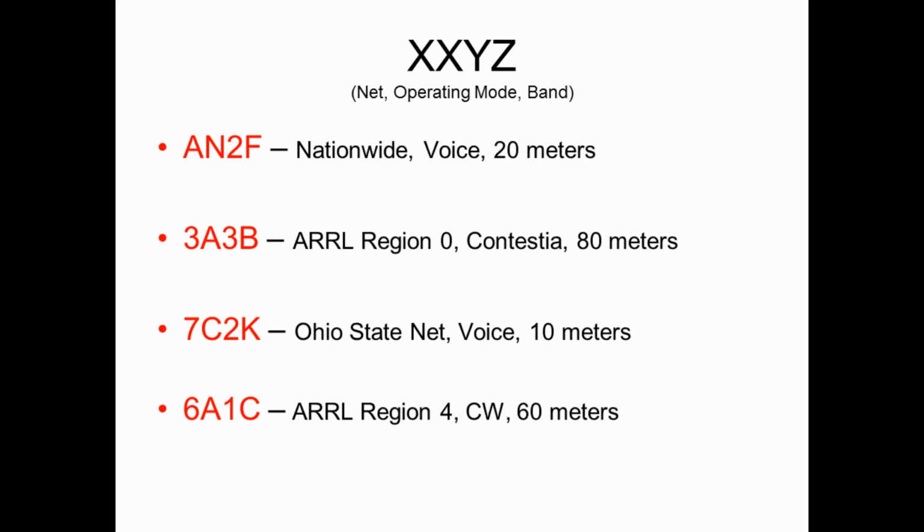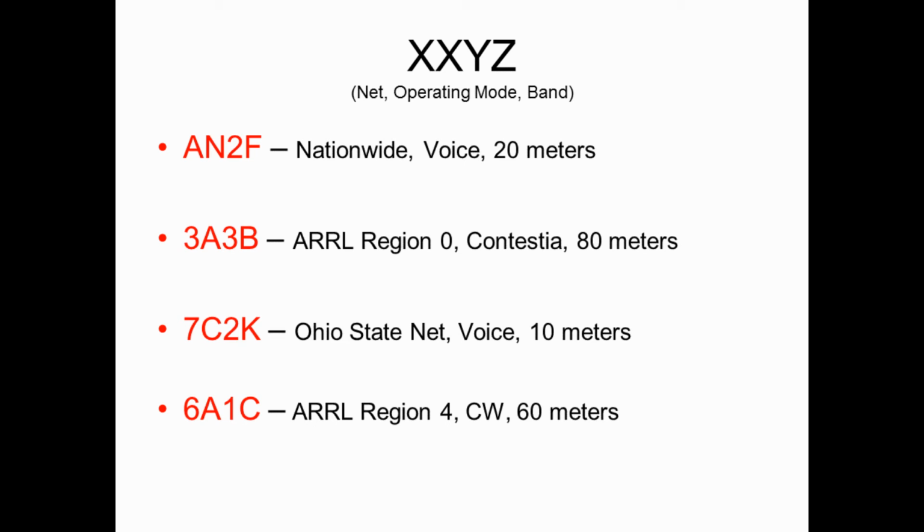To open a Contestia net on 80 meters for ARRL Region 0, I would call 3 Alpha 3 Bravo, 3 Alpha 3 Bravo. This is net control. Over. To open an Ohio State net on 10 meters using voice, I would call 7 Charlie 2 Kilo, 7 Charlie 2 Kilo. This is net control.